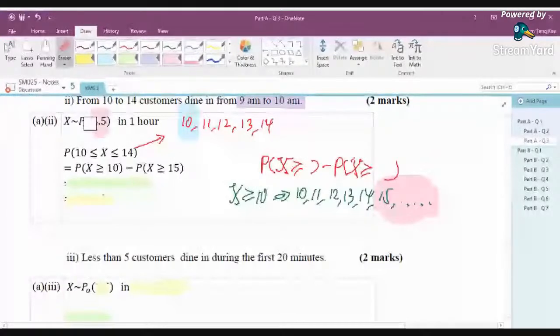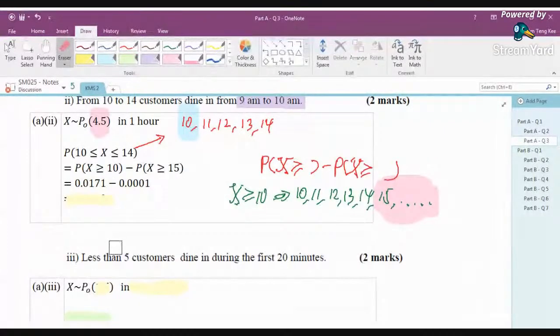This is the result we happen to have. We have X ≥ 10 with lambda of 4.5. The probability is 0.01. For the case of X ≥ 15, we got 0.001. And as a result of the subtraction, you find out that we have the answer as 0.0170.